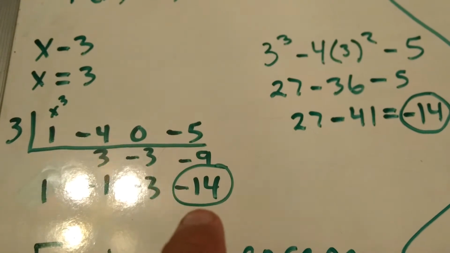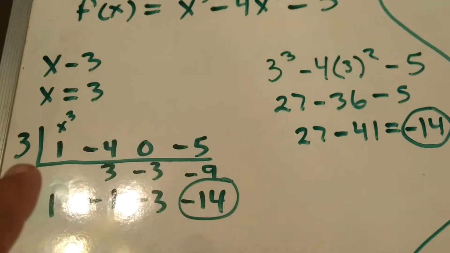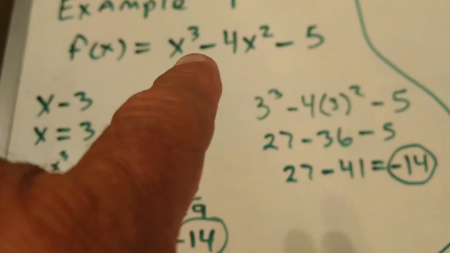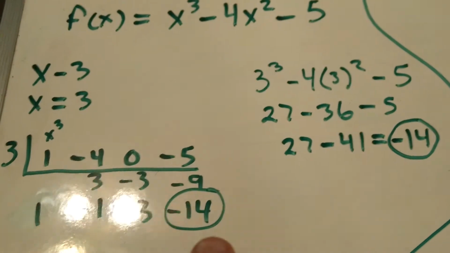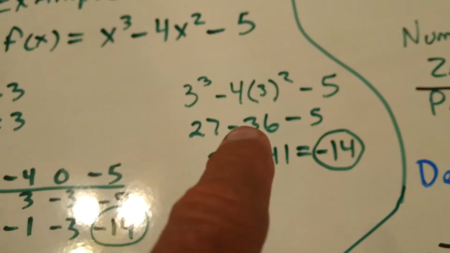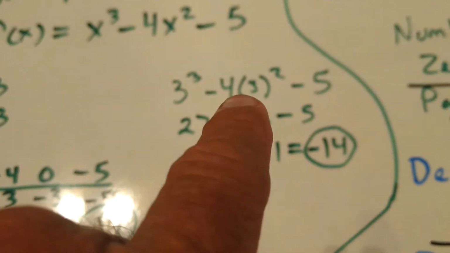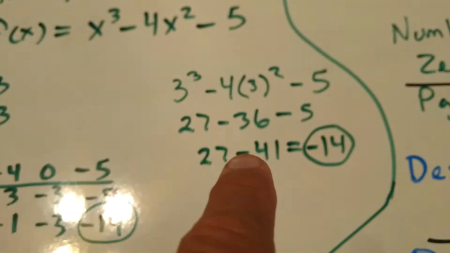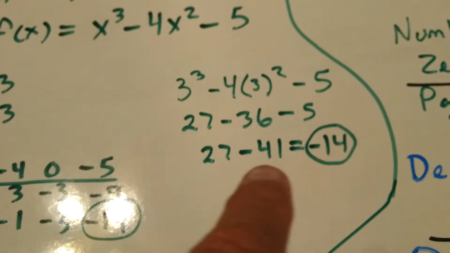You can see we get a remainder of negative 14. So what this is telling us is that if we were to stick 3 into x here and do the math, we'd get negative 14. And you can see that because I've done that over here. 3 cubed is 27. 4 times 3 squared, 3 squared is 9, times 4 is 36. Minus 5. 27 minus 41, negative 14.